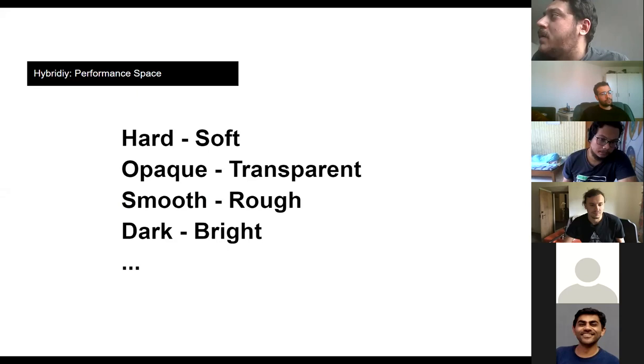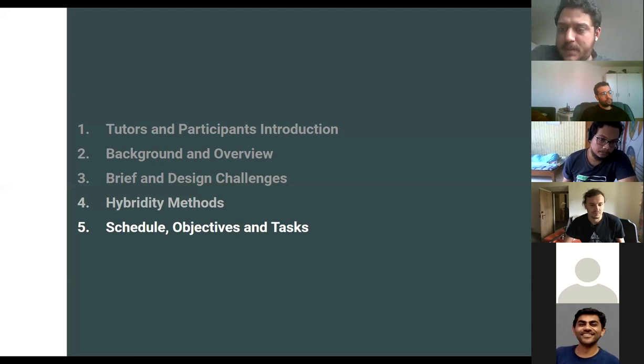The last part of the presentation would be about the schedule and the objective and the task. Again, we're not going to go into the details of the task at this moment, and we're going to open the floor and discussion to you also. If there is a question or an idea, maybe you can think about it and share it with us. So the last part is about the schedule.